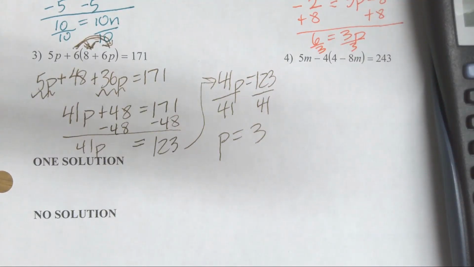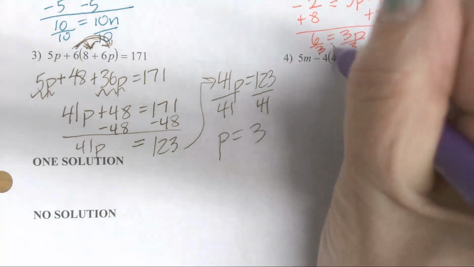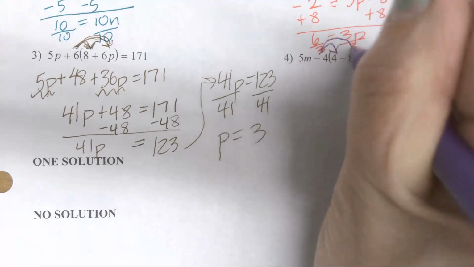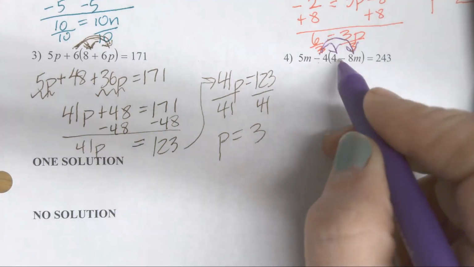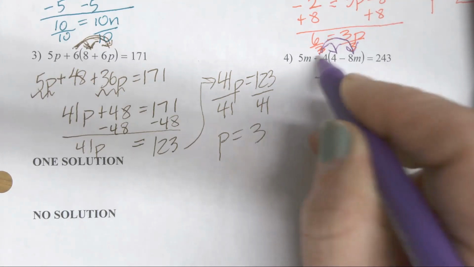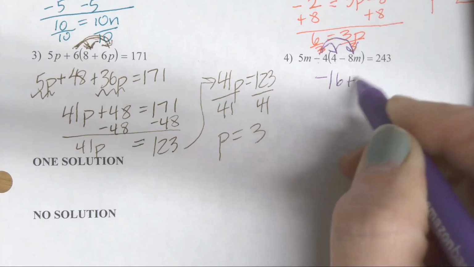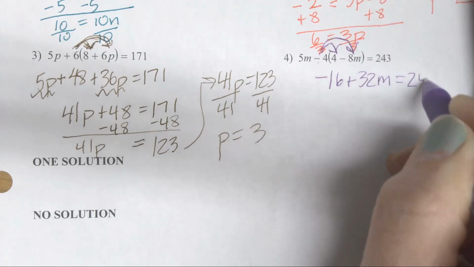Don't forget that if there are negatives, you have to keep those in mind as well. So when I distribute that 4, as in negative 4, negative 4 times 4 is negative 16. Negative 4 times negative 8 is positive 32m. Bring everything else down.